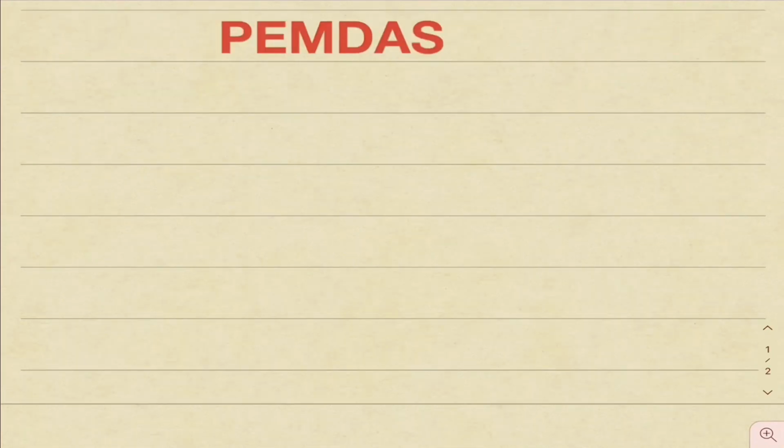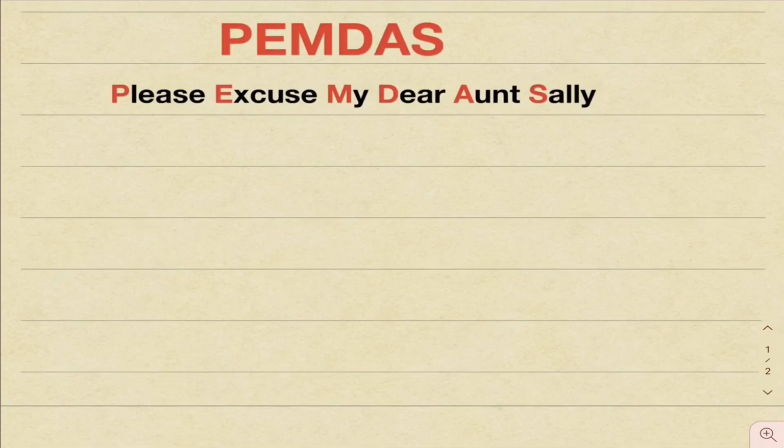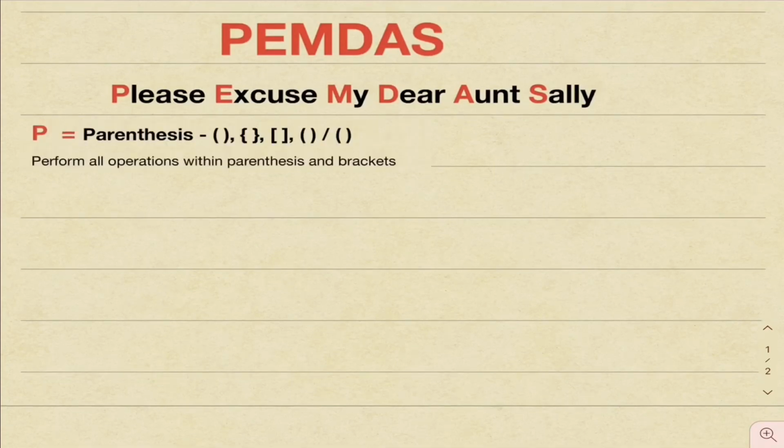A way to remember the order of operations is PEMDAS, where each letter stands for a mathematical operation. P stands for parentheses, E stands for exponents, M for multiplication, D for division, A for addition, and S for subtraction. Also, another easier way to remember the order of operations is the famous sentence, "Please excuse my dear Aunt Sally." So the first operation that we have to do is parentheses.